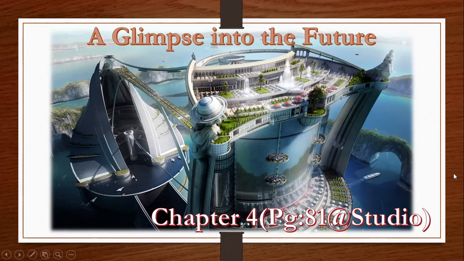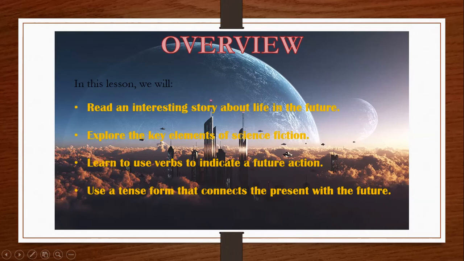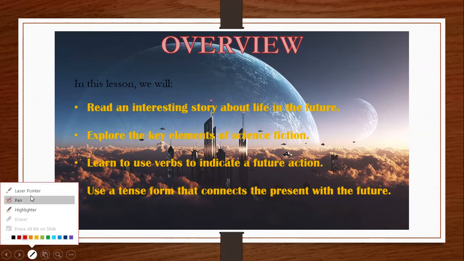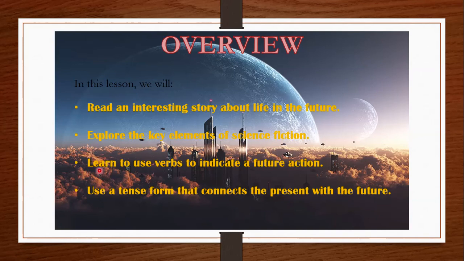Fine. So today's class, we have seen the overview of the lesson and we are going to read an interesting story about life in the future, explore the key elements of science fiction and learn to use verbs to indicate a future action, and use a tense form that connects the present with the future. Today we have seen how to use the verb to indicate the future action, and how to use a tense form that connects the present with the future.